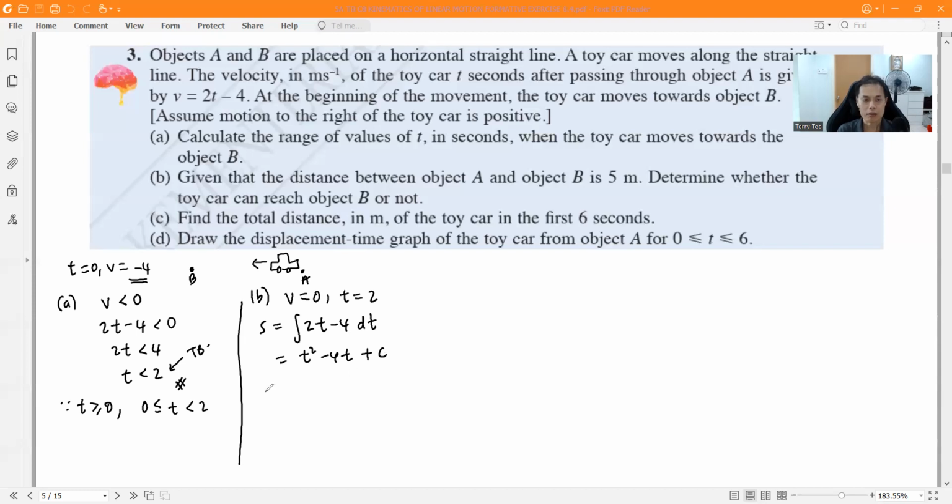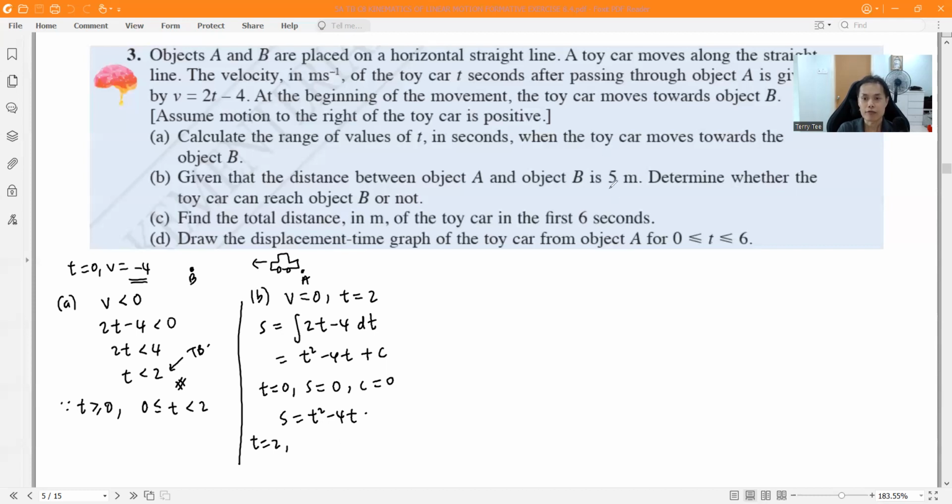Now remember, when you start the clock, t is 0. Where's the car? The car is at point A. So we treat point A as the starting point, as your point O if you like. So your c is also 0, and your displacement function is now t squared minus 4t. Okay, let's take t equals 2 and substitute inside. That will let us know whether it would actually reach point B.